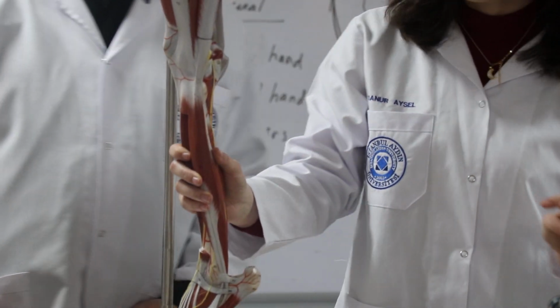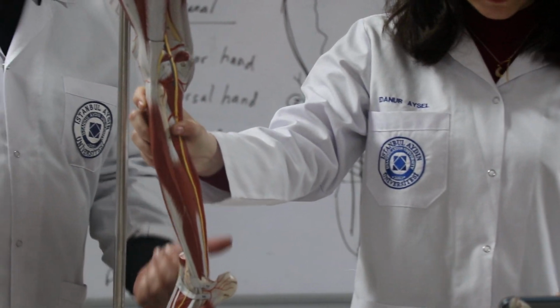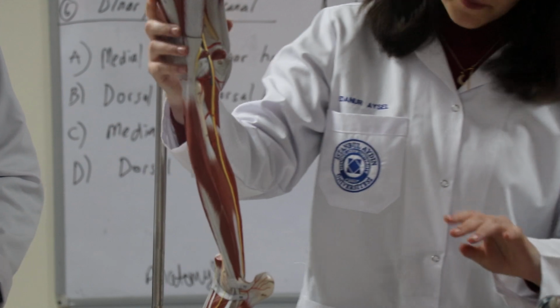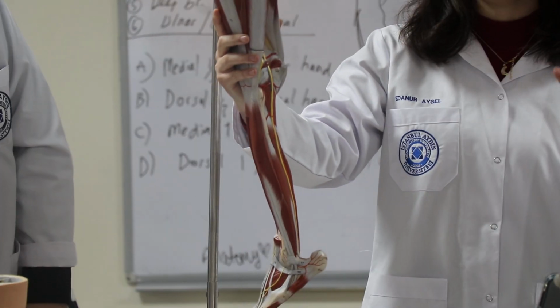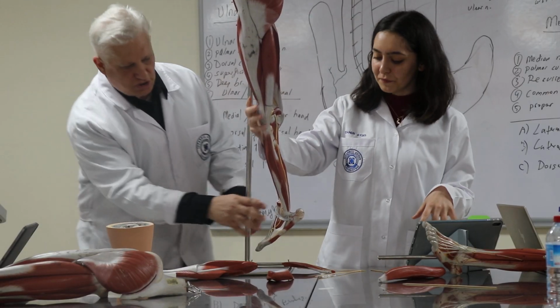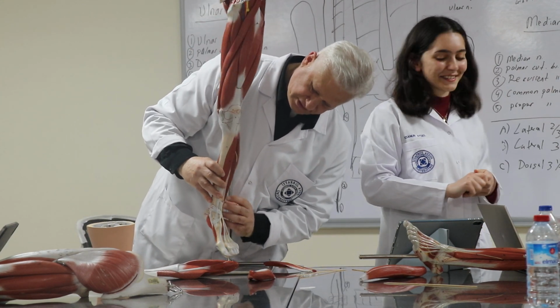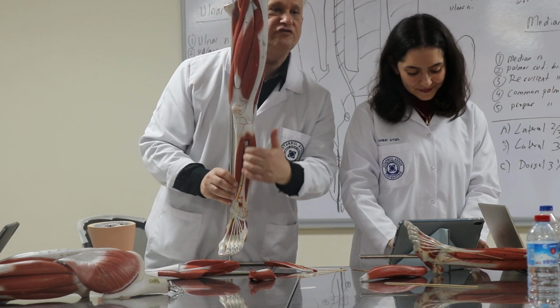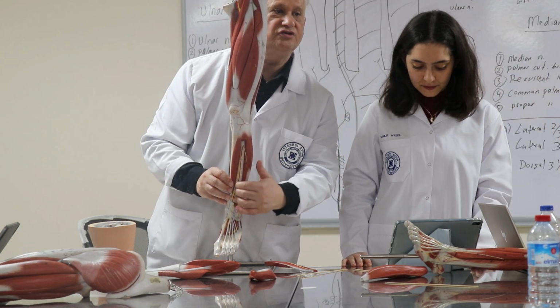The tibial nerve and the common peroneal nerve. Then the superficial peroneal and deep peroneal, right? The roots are L4, L5, S1, and S2. Okay, so we can see it. Can you see this yellow nerve here at the anterior compartment? So this is the deep peroneal nerve.